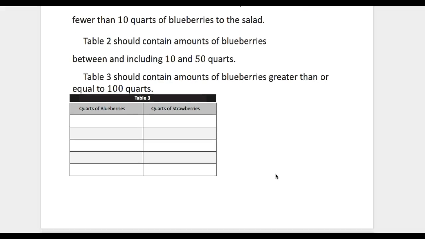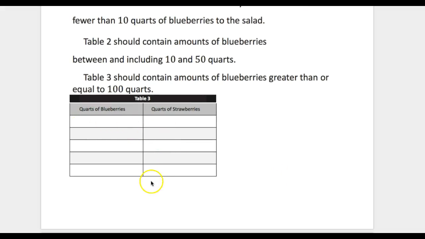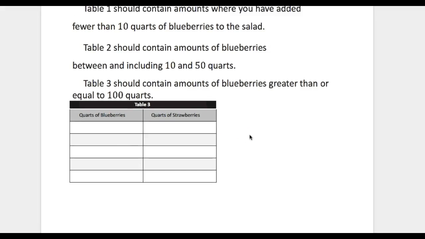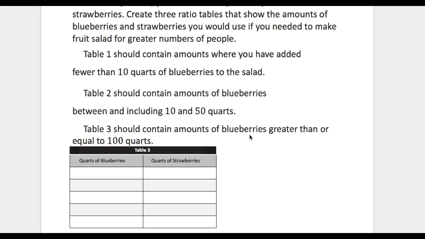And here is an example of what your chart should be. It shouldn't be more than 5 lines down and 2 sets, one for quarts of blueberries, one for quarts of strawberries. So go ahead and take some time to make 3 tables and follow the directions on how the tables should be made.